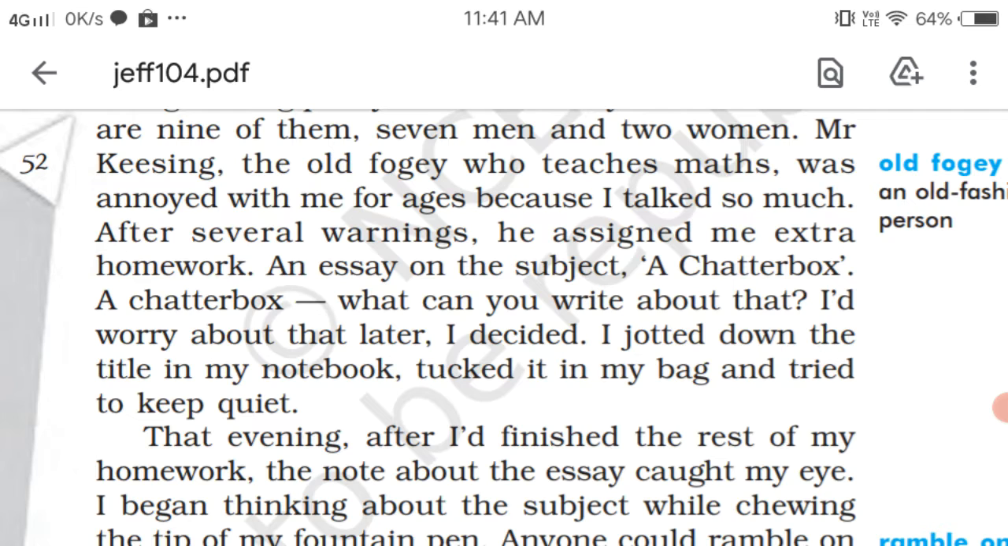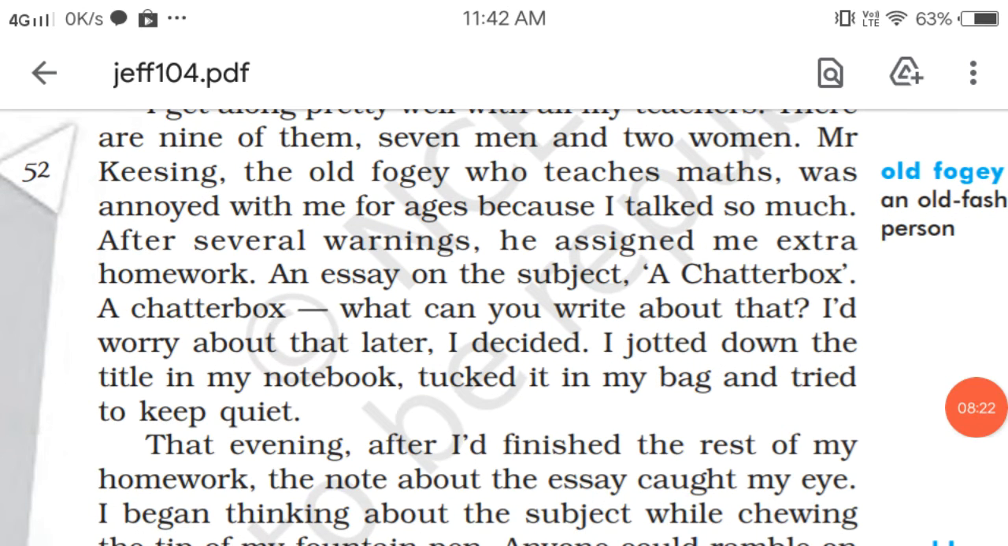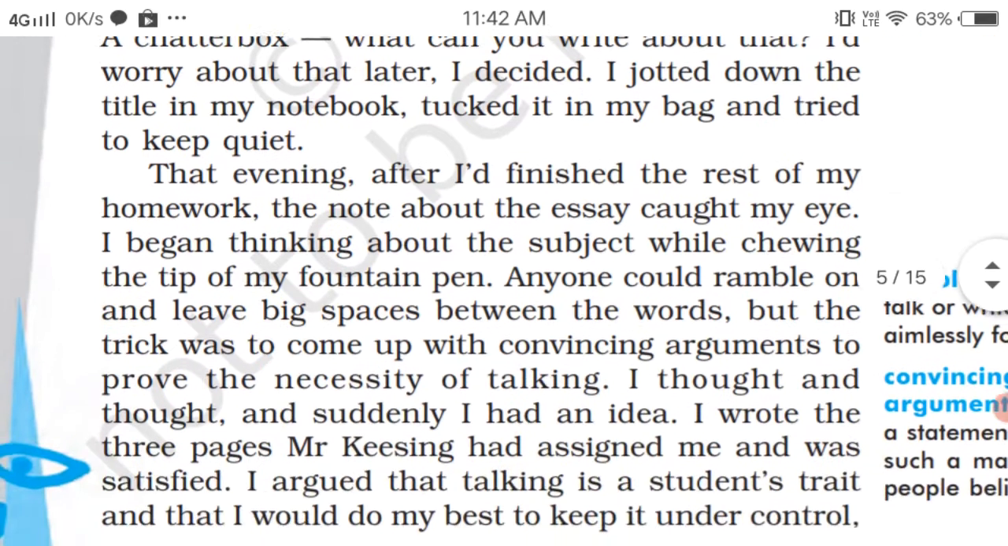Mr. Keesing, the old fogey who teaches math, was annoyed with me for ages because I talked so much. After several warnings, he assigned me extra homework, an essay on the subject "A Chatterbox." A chatterbox, what can you write about that? I would worry about that later. I jotted down the title in my notebook, tucked it in my bag, and tried to keep quiet.